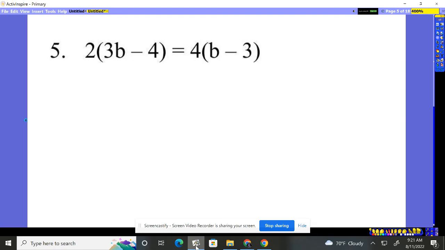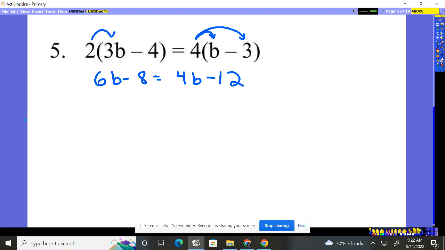Number 5. Well, as soon as I see it, I'm like, okay, I need to go ahead and distribute through. So I have 6b minus 8 equals, distribute through here, 4b, 4 times the 3, distribute it through there too. Don't forget, got to distribute it through to both pieces.